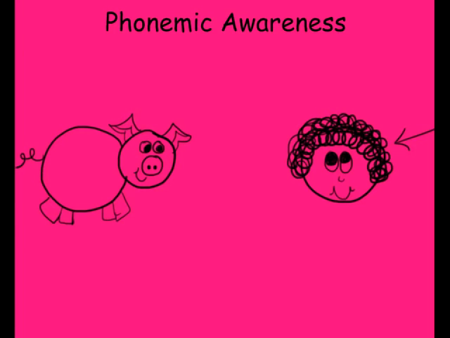Here we have a picture of a pig and a wig. Students have been able to isolate the phoneme that changes between those two words. When pig becomes wig, the initial phoneme changes from p to w. Now we shift from identifying just the phoneme, the sound, to also identifying the letter that changes.